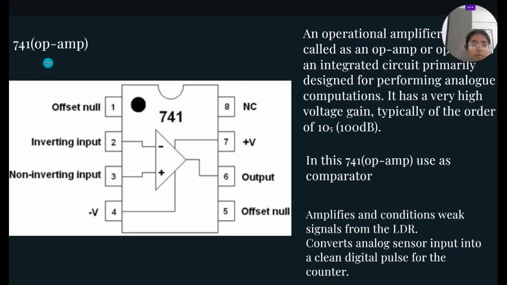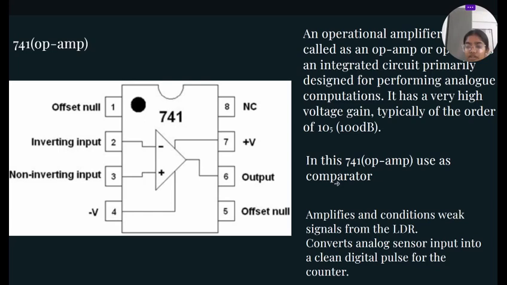So this is a 741 operational amplifier. An operational amplifier is an integrated circuit used primarily for analog computations. It features a very high voltage gain, often around 100 decibels, making it ideal for signal amplification. In the IC pin diagram, we can see that it has 8 pins. 4 and 7 are the power supply, 1 is the offset null, 2 is the inverting input, 3 is the non-inverting input, and 6 is the output.